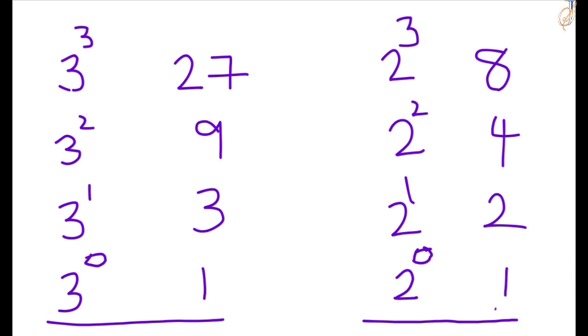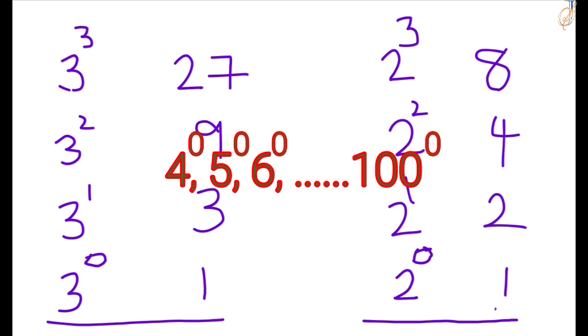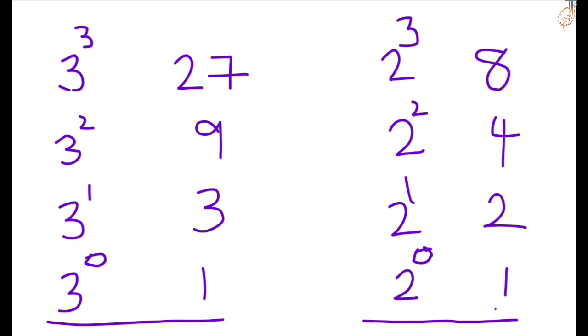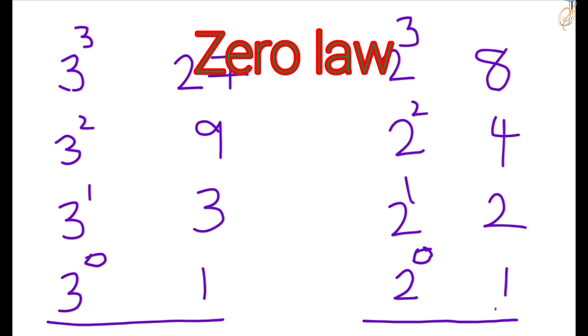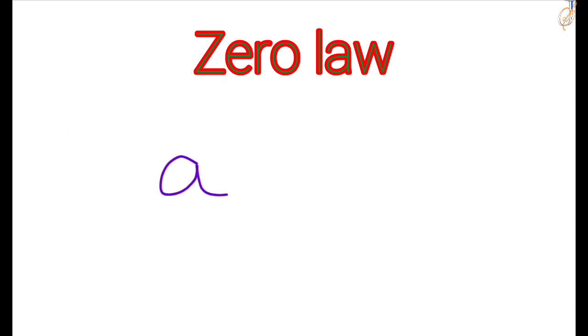Not only for these 2 and 3. If you do the numbers 4 power 0, 5 power 0, 6 power 0 or so on, 10 power 0 or 100 power 0, we will get only 1. This proves that anything power 0 is equal to 1. This is called the zero law. You can write it as a power 0 is equal to 1.